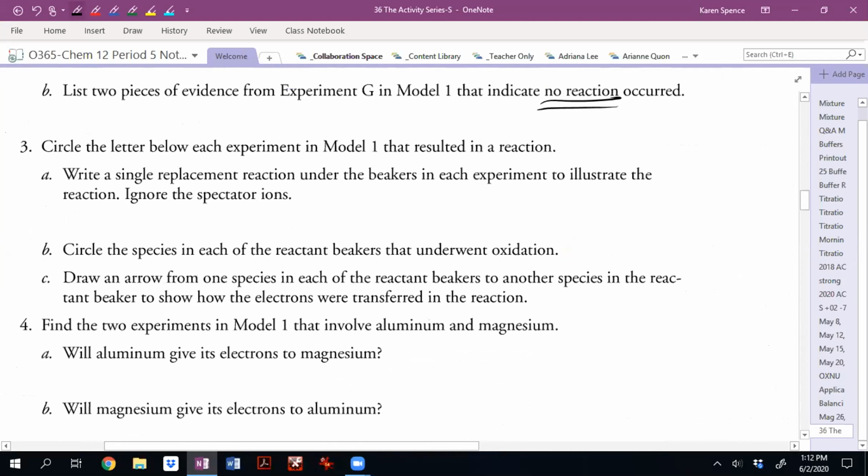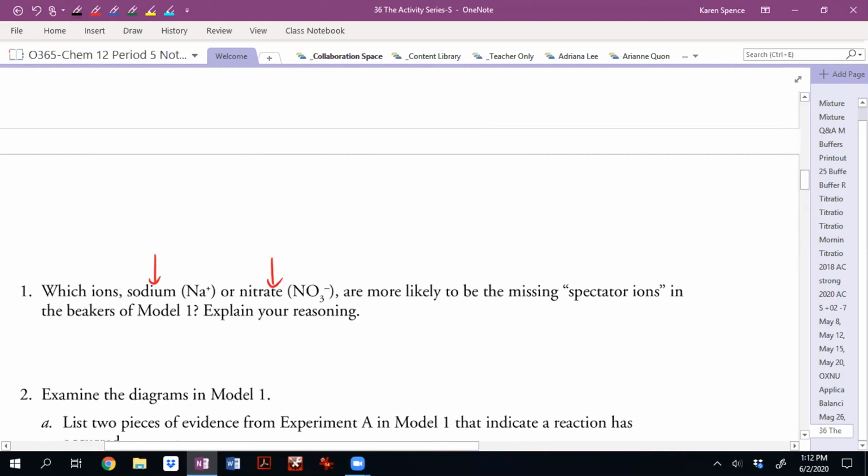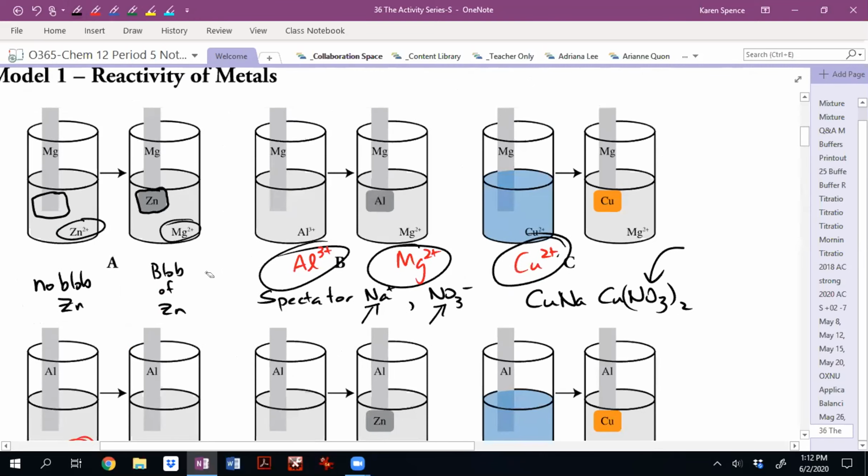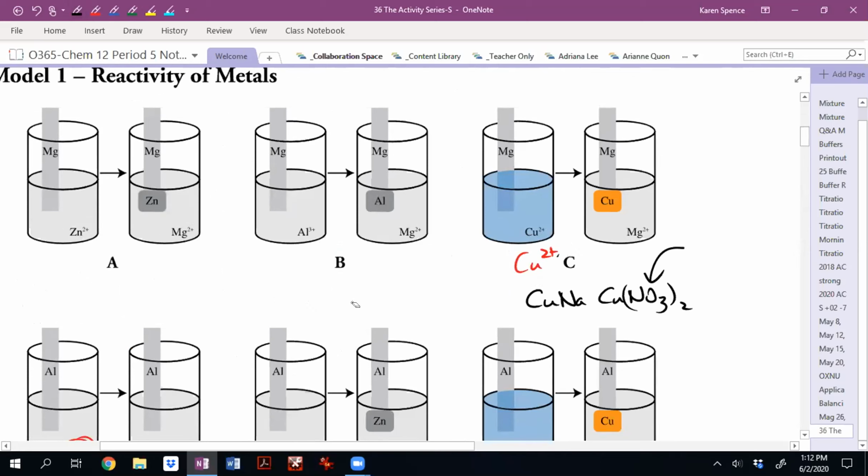Question number 3. Circle the letter below each experiment that resulted in a reaction. Okay, so let's go back here, and I'm going to get rid of all my stuff here. And you guys are going to, for yourself on a piece of paper just near you, say to yourself, should I circle A, should I circle B, should I circle C? Did a reaction happen?